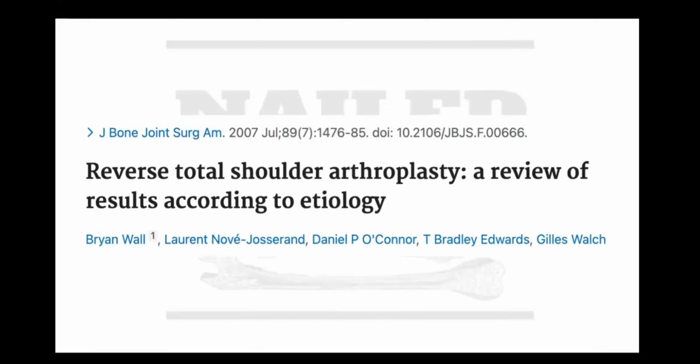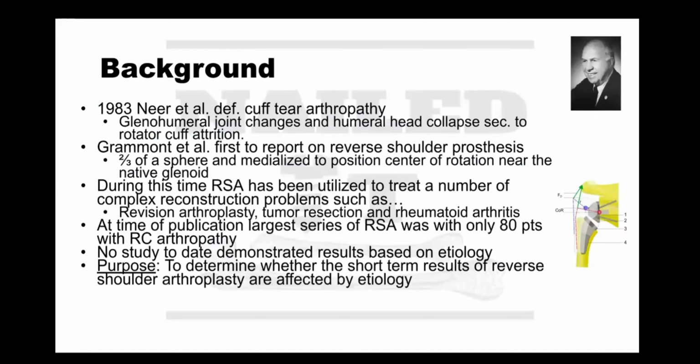Yep. Thanks, Sam. As said before, JBJS 2007, titled Reverse Total Shoulder Arthroplasty, a Review of Results According to Etiology, published by Walch and colleagues. Continuing on, just a little background behind this. As we previously stated, in 1983, Neer et al. described rotator cuff arthropathy. As we described previously, this was glenohumeral joint changes and humeral head collapse secondary to rotator cuff attrition.